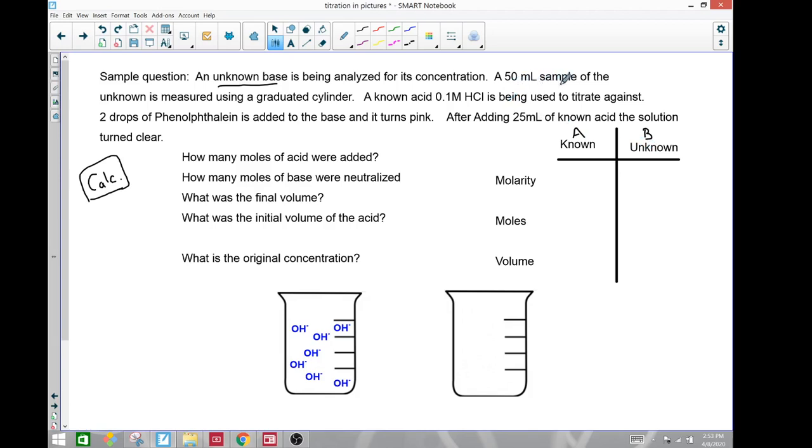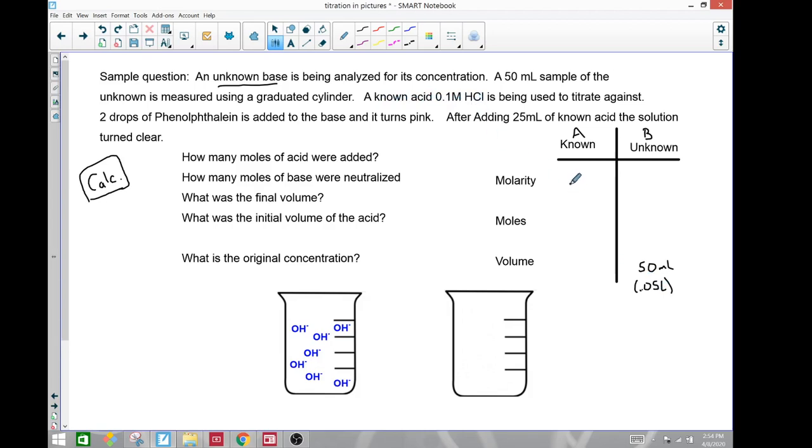A 50 milliliter sample of the unknown is measured using a graduated cylinder. So 50 milliliters of the unknown. So here's my standard data table for this, and kids really like this. So unknown volume is 50 milliliters. And of course, I would typically use liters. I might just convert right away, or I might just make an indication for myself. That's 0.05 liters. Okay. A known acid of 0.1 molar HCl.